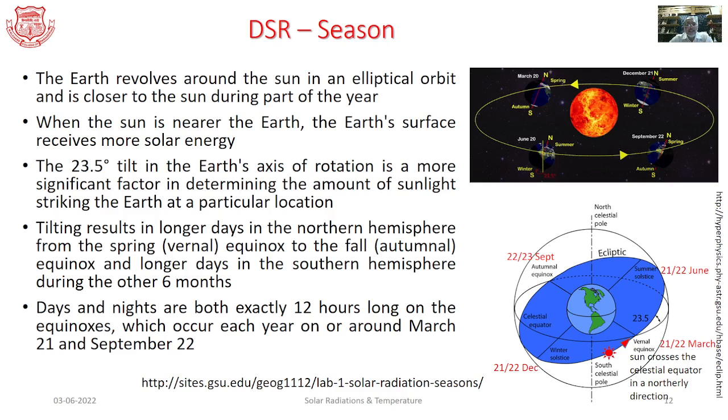The tilting results in longer days in the northern hemisphere from the vernal equinox to the fall equinox and longer days in the southern hemisphere during the other 6 months. Whereas, as we consider the equinoxes, the days and nights are both exactly 12 hours long, which occur around March 21st and around 22nd September.